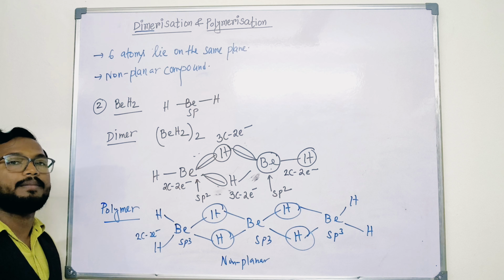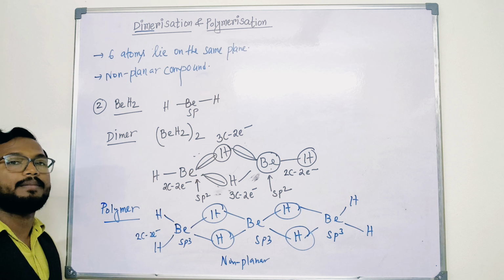So basically we discussed 3 center 2 electron and 2 center 2 electron systems. Now we will go to other examples, that is the 4 center 2 electron system. Let's take an example. Very famous examples are there, and generally students get confused in these topics. So we'll check how we can make it easier.